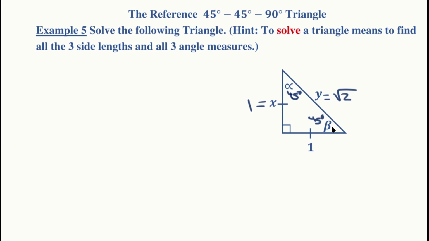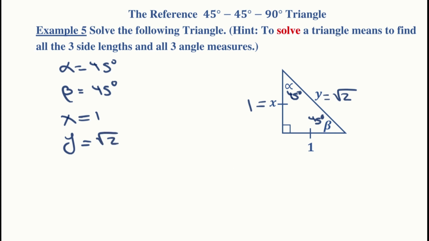So for this one, we know that alpha equals 45 degrees, beta equals 45 degrees, and this has a 90-degree mark next to it. We don't really need to worry about it. We know that's 90 degrees. x is 1, and y is the square root of 2. Okay?